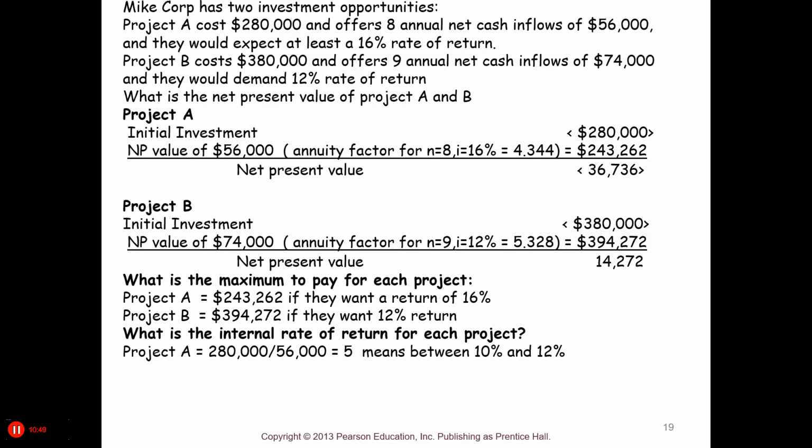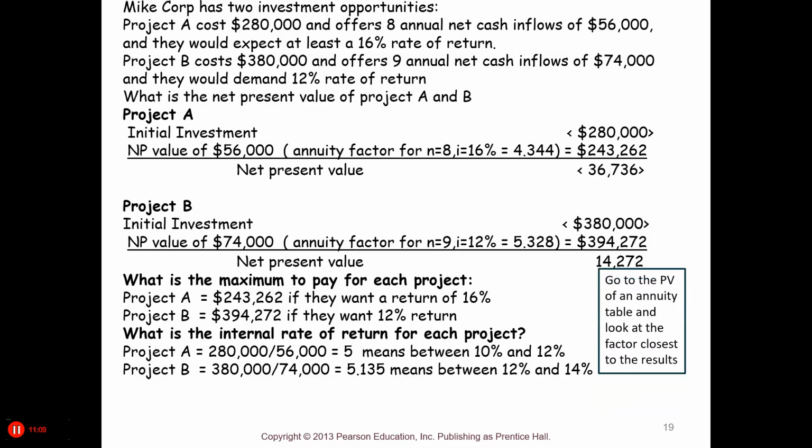What's the internal rate of return? Well, for Project A, we take the 280 divided by the 56, gives us a factor of 5, and we go across our table, and we see it falls between 10 and 12%. And for Project B, it falls between 12 and 14%. So again, Project B looks like it's the best choice based on the internal rate of return, which is the same thing we got when we did net present value.